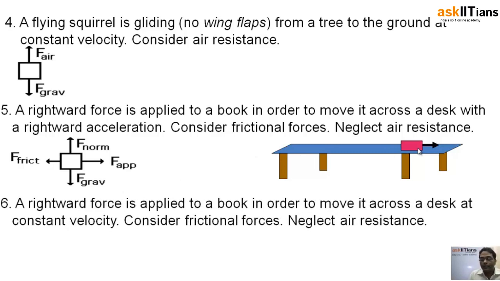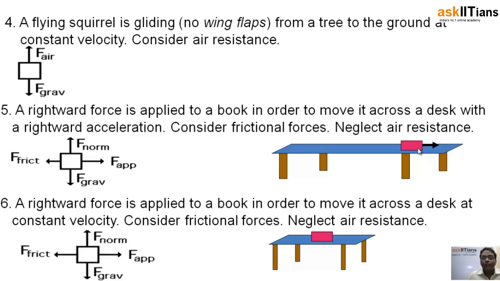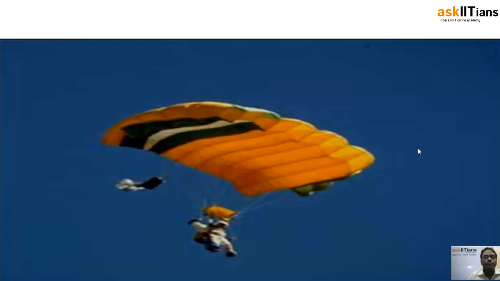If we take it further and say that the rightward force, everything remaining the same, but the book moves with a constant velocity. In that case, the applied force is going to be balancing the frictional force, and there is not going to be any acceleration of the object. So all the forces are going to be balancing each other.